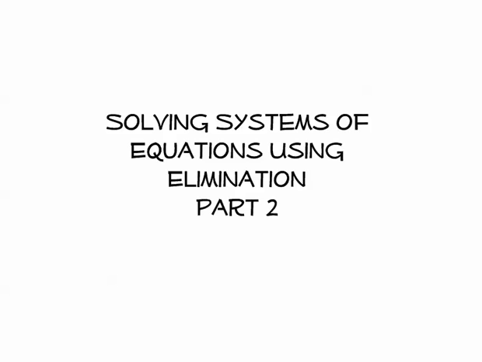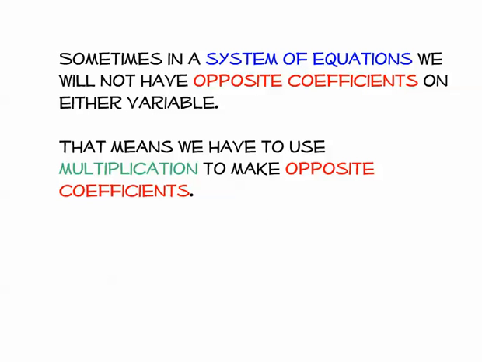Today we're going to look at some systems of equations that do not have opposite coefficients in the equations. Sometimes in a system of equations, we will not have opposite coefficients on either variable in the equations. That means we have to use multiplication to make those opposite coefficients.